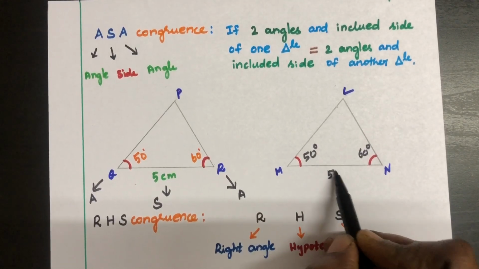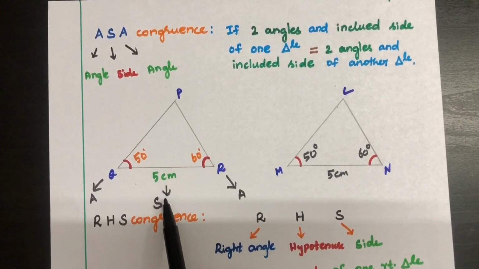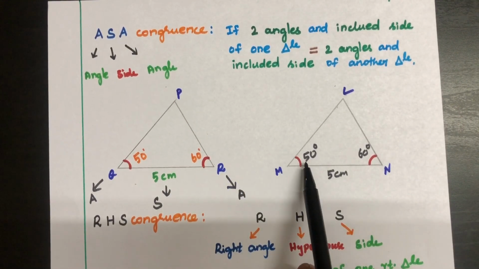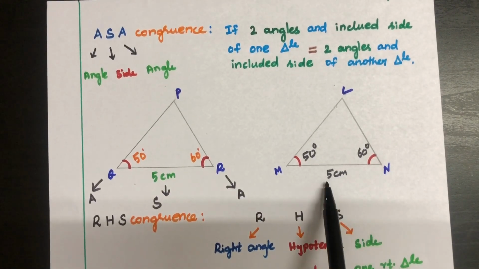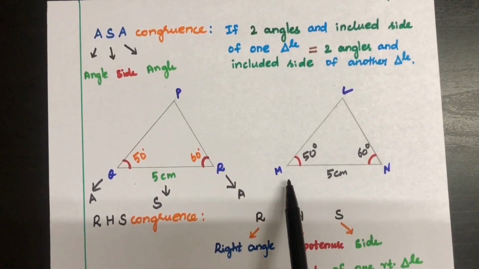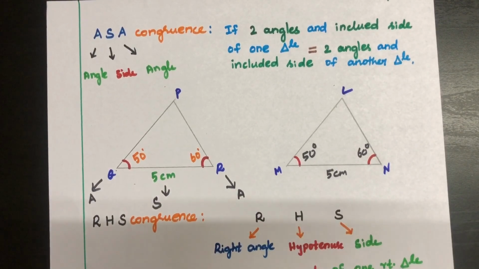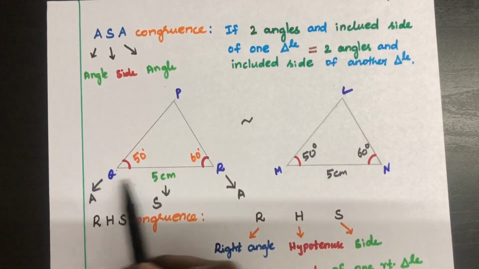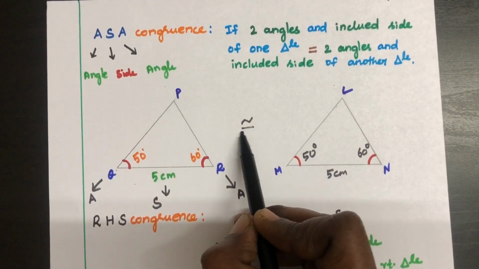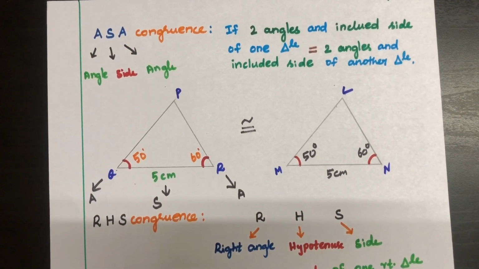So 5 centimeter. If you have 50 degree and 60 degree here with 5 centimeter in this triangle, and you have the same 50 degree, 60 degree and 5 centimeter in the other triangle, then it works. If it is some other length, it won't work out. The included side between the two angles must be the same. So this is called angle, side, angle. So triangle PQR is congruent to triangle LMN. Now how do we give the correspondence? What are all the corresponding elements here?